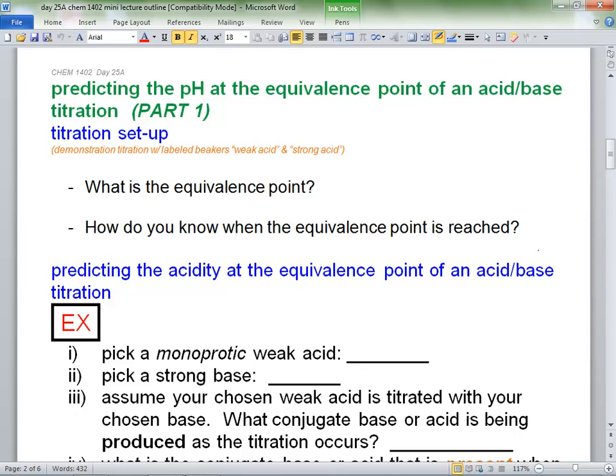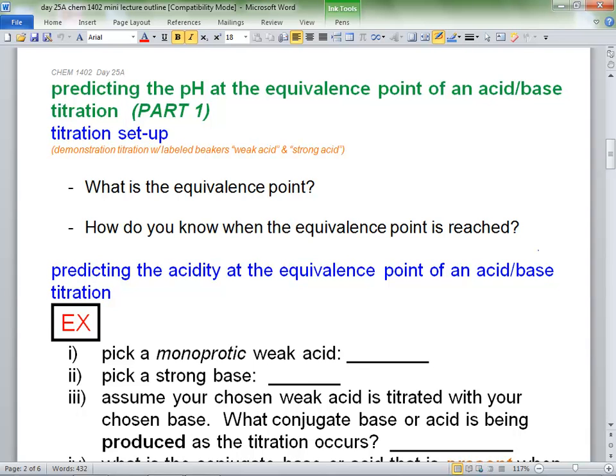So here's our titration setup, right? We're going to have maybe like a base in here and a weak acid in here. And then you sit here and you keep adding the base, right, until all that acid's reacted up. At the molecular level, everything's gone. How do you know when to stop adding?